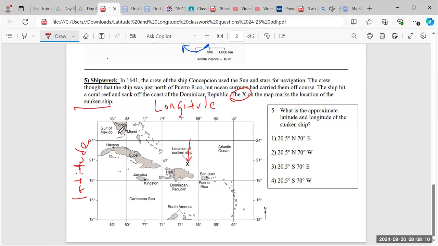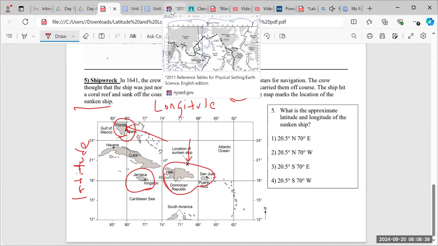So there are some landmarks here, some areas that give me an idea of where we're talking about. For example, I see Florida, and I see Haiti, Dominican Republic, Puerto Rico. I see Jamaica, Kingston. And when I'm looking at all these places, especially Florida, Florida is part of the US. So let's take a look at page 4 to see exactly where we are.